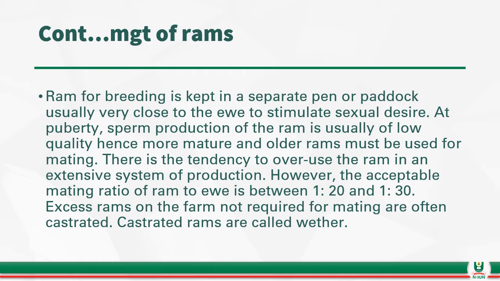There is the tendency to overuse the ram in an extensive system of production. However, the acceptable mating ratio of ram to ewe is between 1 to 20 and 1 to 30. Excess rams on the farm not required for mating are often castrated. Castrated rams are called wethers.